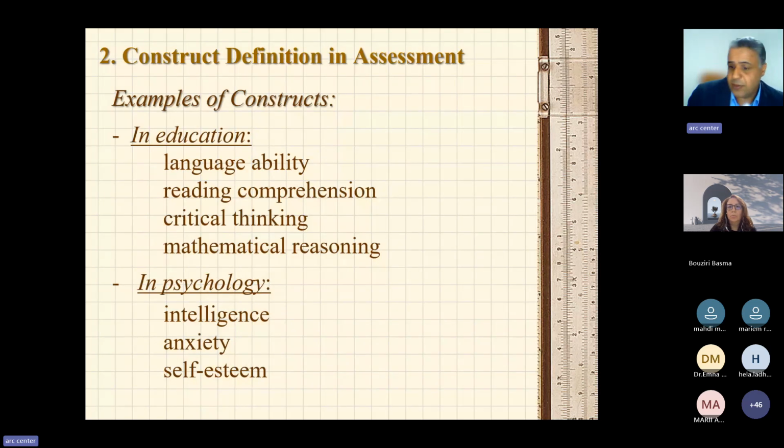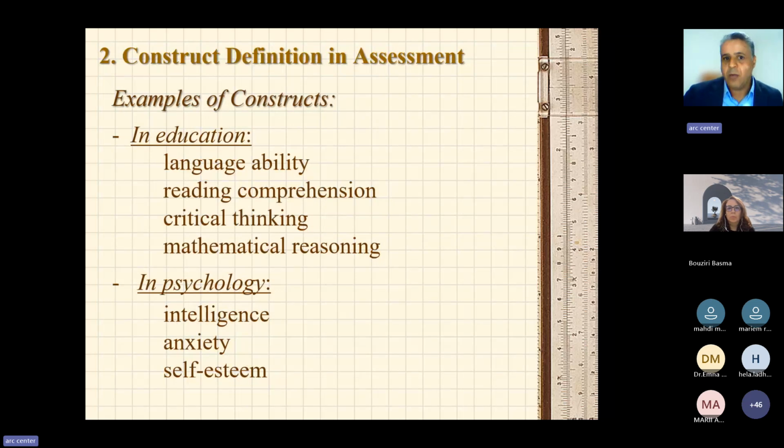And in psychology, for example, intelligence. What is intelligence? We try to measure the intelligence of human beings through specific tests. The intelligence quotient, the IQ, is a test. But before designing the IQ, we need to understand what is meant by intelligence. Most of the time, we think that we know what is meant by intelligence. But if we think deeply about it, we discover that we don't know.